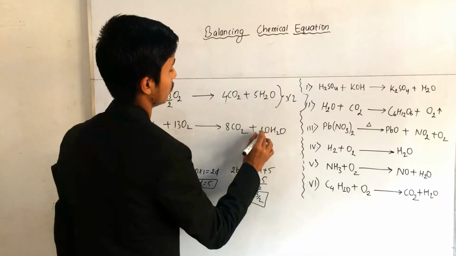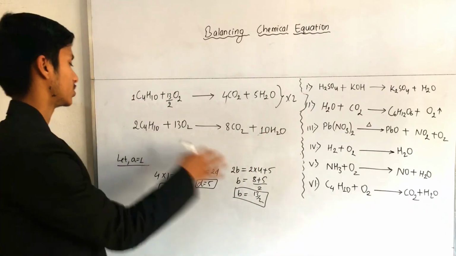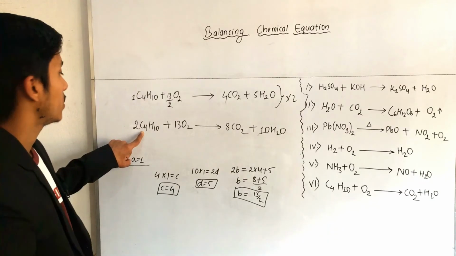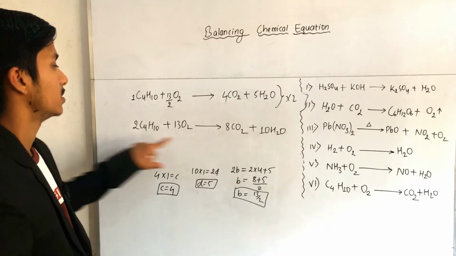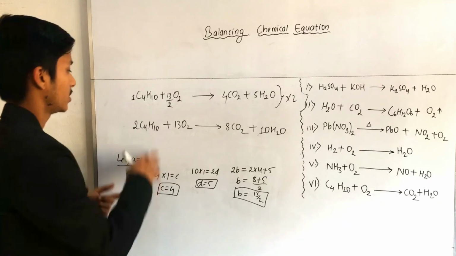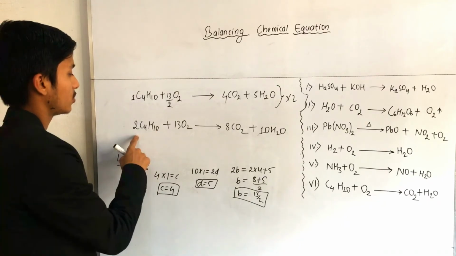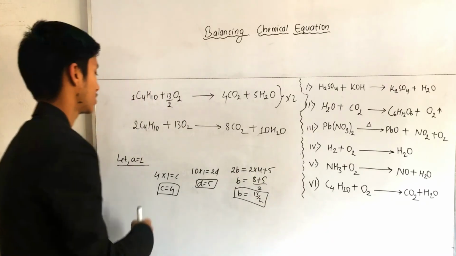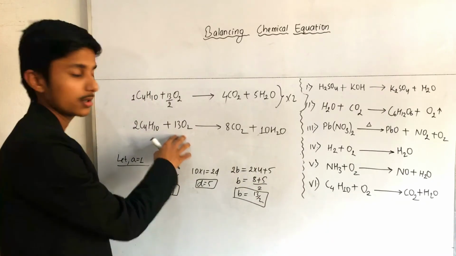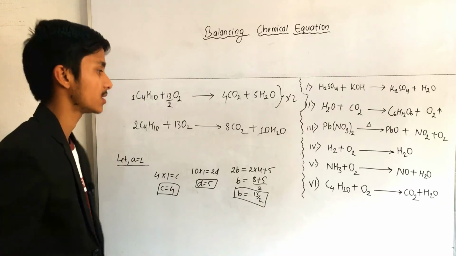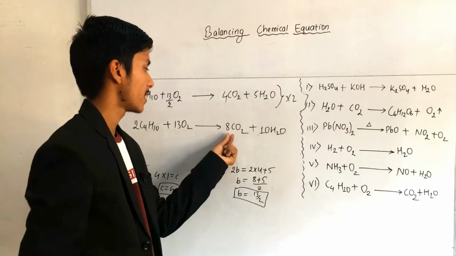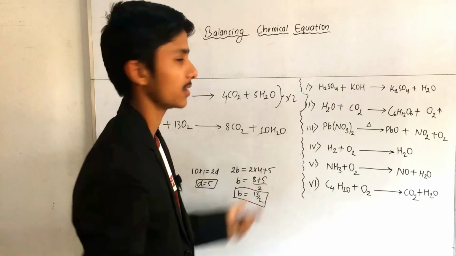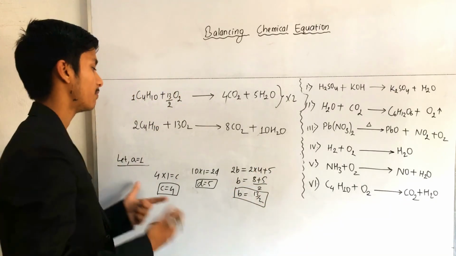Now we check whether the equation is balanced or not. This side the number of carbon atoms is 4 into 2, that is 8. This side 8, balanced. The number of hydrogen atoms is 10 into 2, that is 20. This side 10 into 2 is 20, balanced. And this side oxygen atoms 13 into 2 is 26. This side oxygen atoms 8 into 2 is 16, and this side 10. 16 plus 10 is 26, balanced.